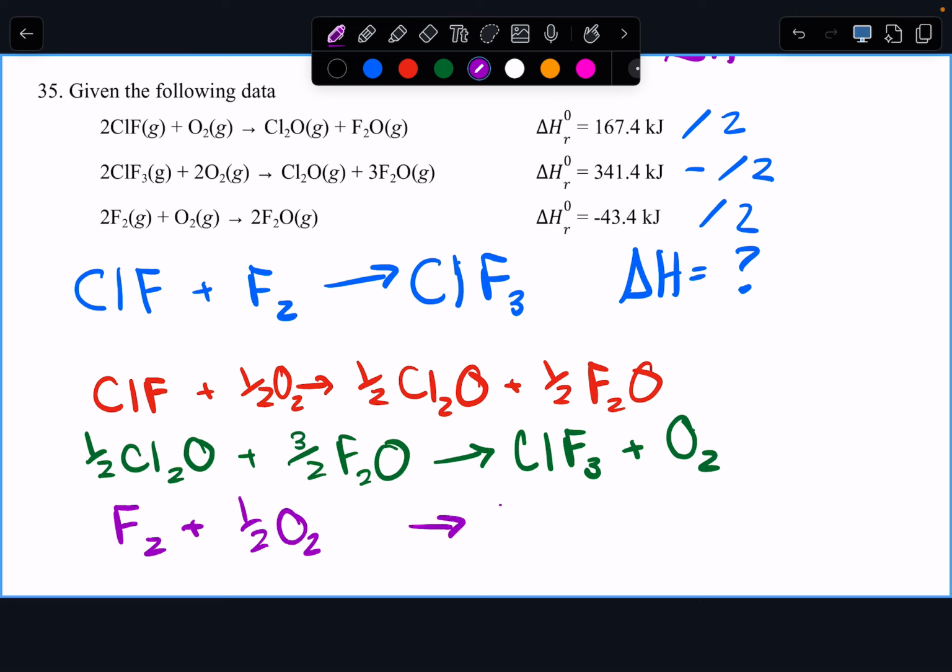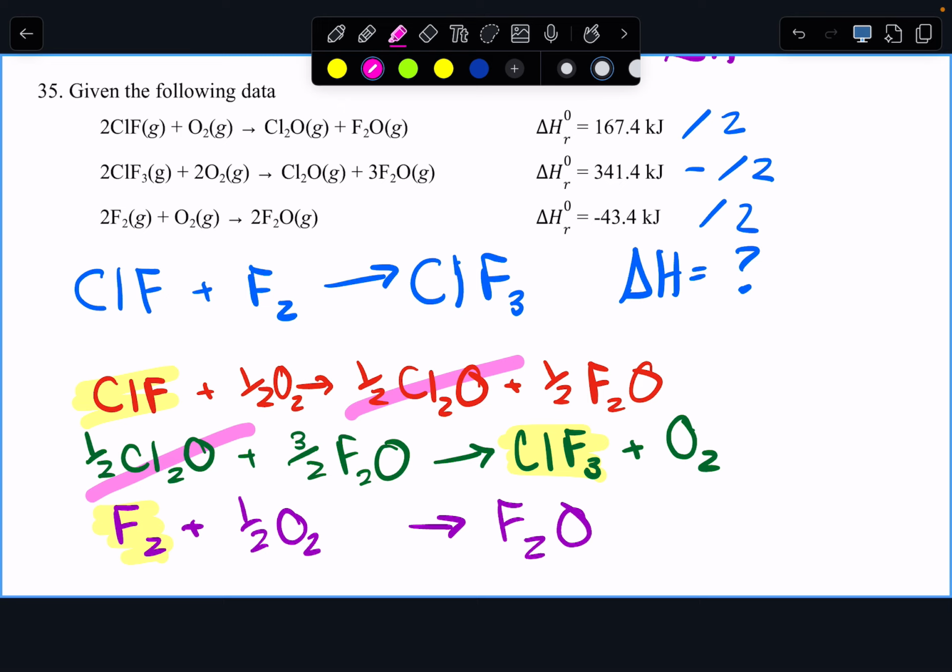So the only thing that I find weird about this one is making sure that I got rid of all of the F2O, because on the product side you have 1.5, and then over here you have 3 halves. So just recognizing that those do cancel out is probably the only thing that's a little bit tricky. So you get your 1 ClF, your 1 F2, and your 1 ClF3. Again, you have to do divided by 2. All of these are divided by 2. It's just that one of them is then flipped. So half ClO2 cancels out.